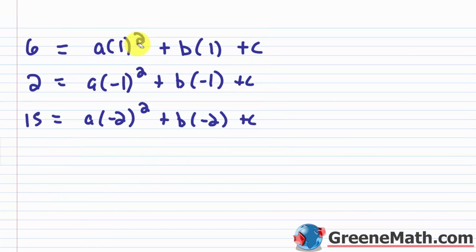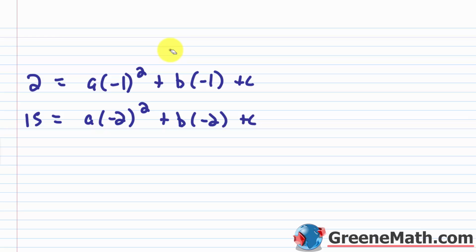So 1 squared is 1. 1 times a is just a. 1 times b is just b, so that's fine like it is. So we would have a plus b plus c, and let's just put equals 6. And I can clean that up and make it look a little nicer. So for 1, we have a plus b plus c equals 6.